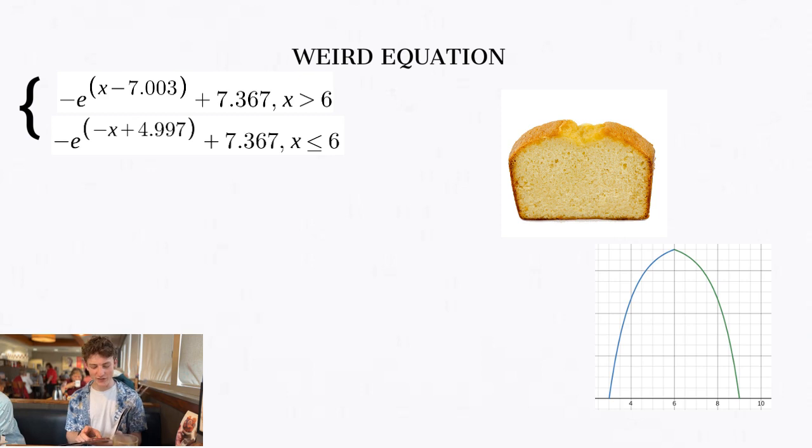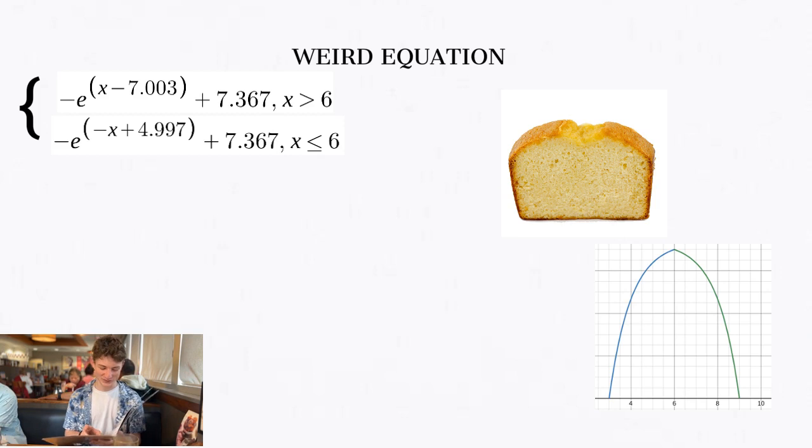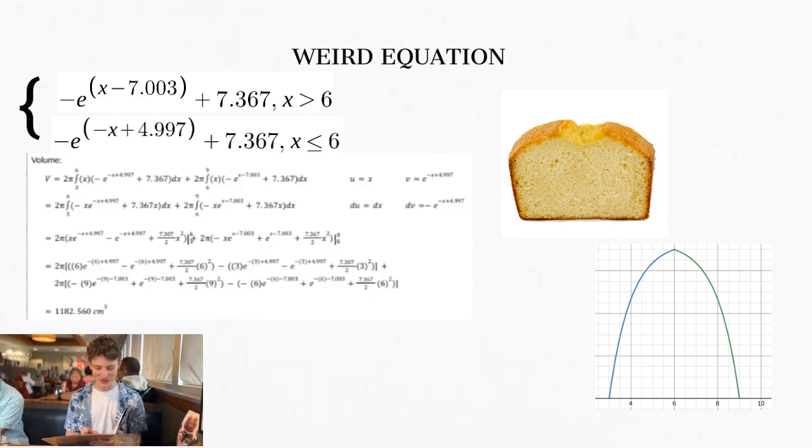To find the area of the slice of cake, from there, you just need to integrate the equation, use the FTC, and then use algebra to solve, which gives you an area of 30.207 centimeters squared. Finding the volume is simple because all you need to do is use the shell method to revolve the area around the y-axis, which gives you a volume of 1,182.56 centimeters cubed.